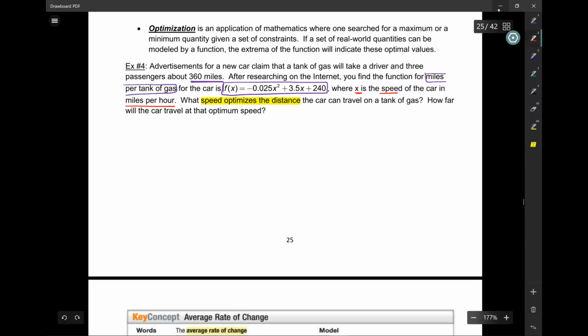My independent variable is x. X is the speed in miles per hour. My dependent variable is f of x. F of x is what? It's the distance per tank, and it's in miles. Sorry, I'm sorry, I did that wrong. This is miles per hour and this is miles. Okay?